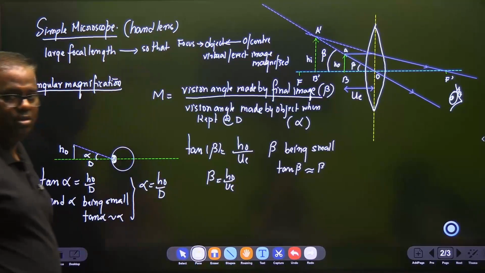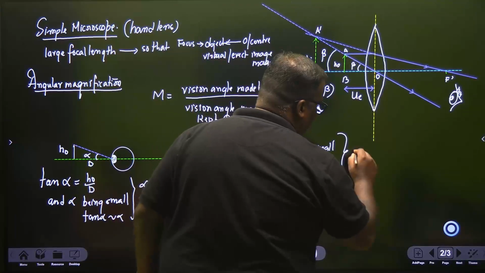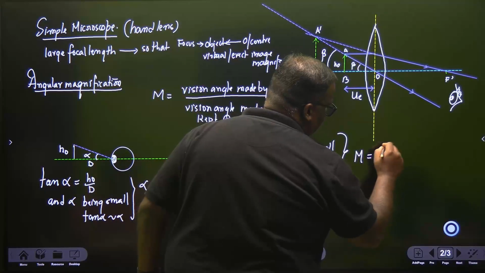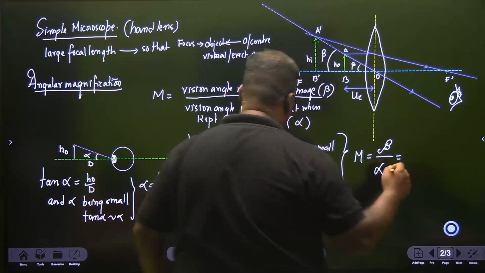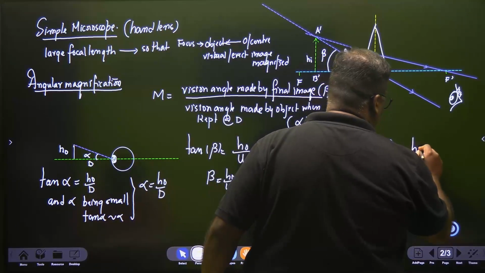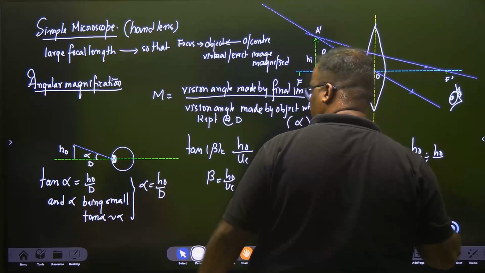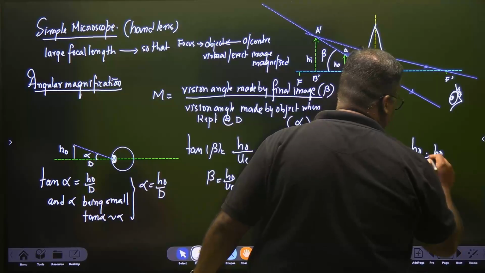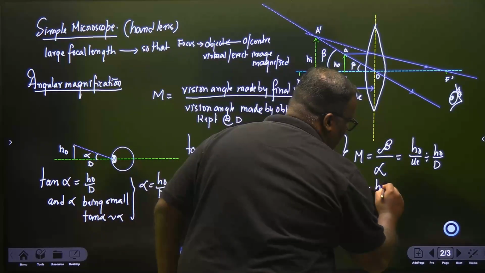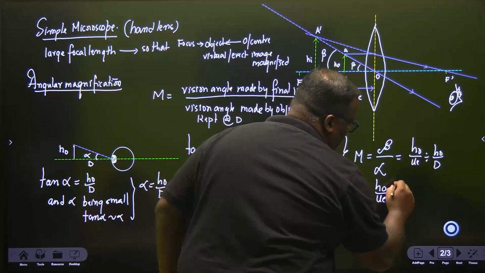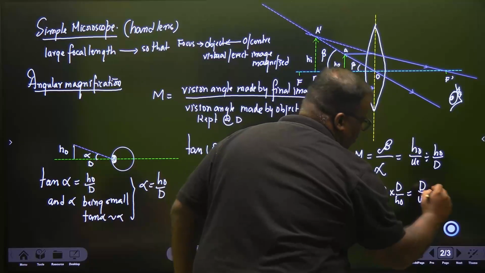So beta's value becomes equal to HO by UE. Is this clear? Right? And now I come back to my magnification formula, which is M is equal to beta upon alpha. And beta upon alpha means, how much is beta? HO by UE divided by HO by D. Clear? So M becomes equal to HO by UE into D by HO, which is equal to D by UE.